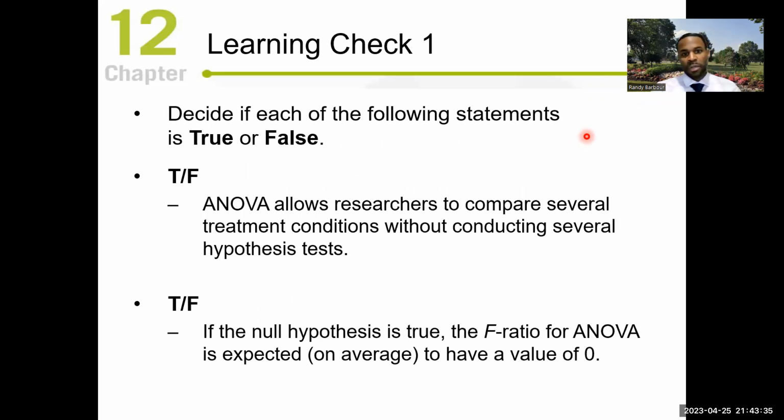So here's a quick question, and then we'll wrap up after this. It says, decide if each of the following statements is true or false. For the first one, it says, analysis of variance, or ANOVA, allows researchers to compare several treatment conditions without conducting several hypothesis tests. Okay, I'll let you pause that. And then the second one is, if the null hypothesis is true, the F ratio for an ANOVA is expected, on average, to have a value of 0. Okay, I'll let you pause it.